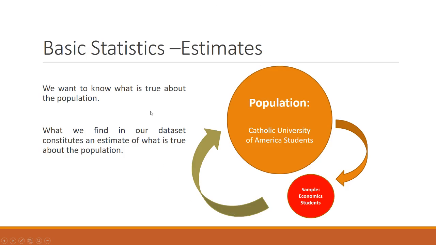Just to drive the point home on the estimates, we have a total population of people. We can't collect data on everyone, so we collect data on a sample, some subset of the population. And we use that information to estimate what is true about the total population.